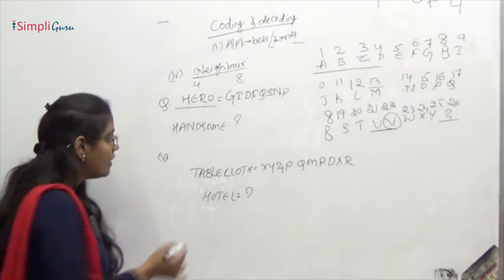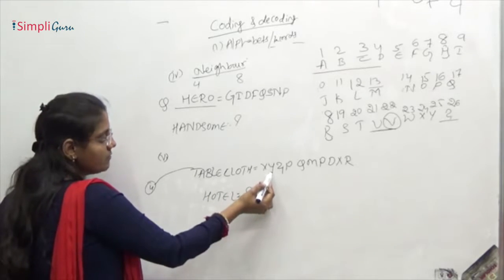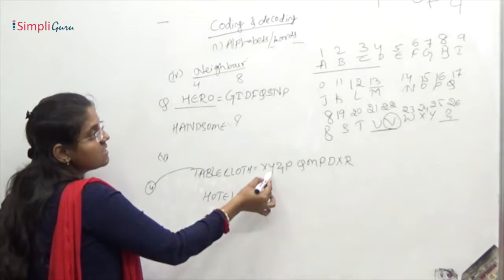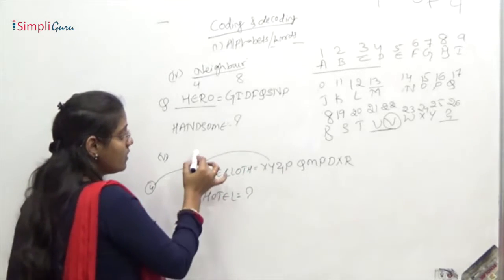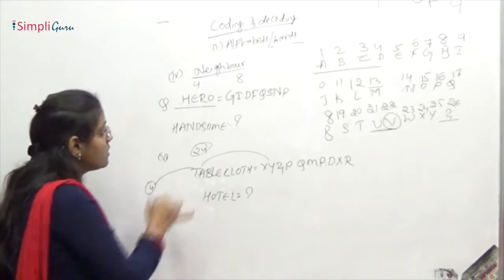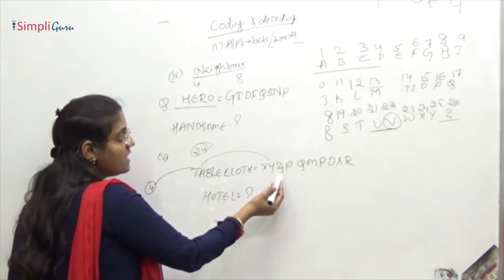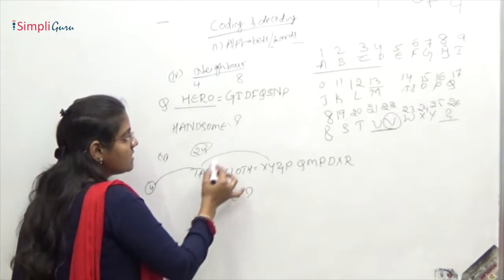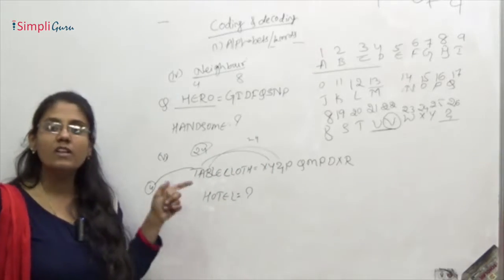24, difference is 4. A is 1, Y is 25. What is the difference? The difference between these two is 24. If you want to check for B, B is 2, Z is 26. Again it is a difference of 24. Is it in the standard format? No, it's not in the standard format.